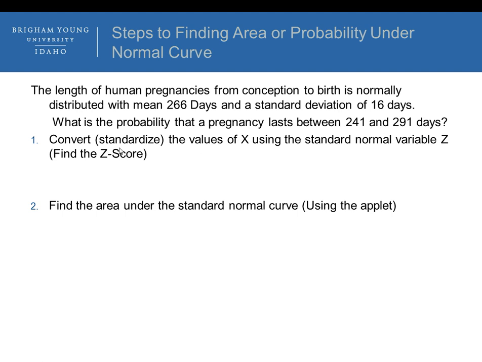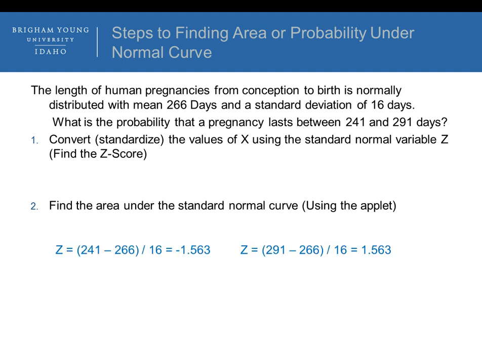So first of all, we want to convert the values of x, and this time there are two x's, using the standard normal variable z, and then find the area under the standard normal curve. So stop the recording, see if you can figure this out, and then push the recording and check your answers.